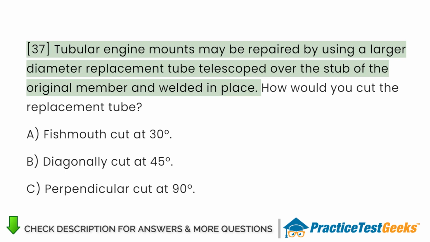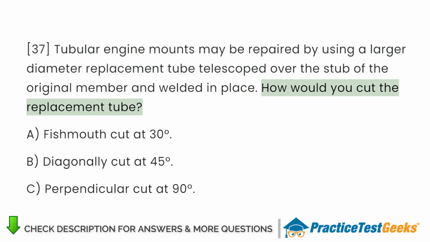Tubular engine mounts may be repaired by using a larger diameter replacement tube telescoped over the stub of the original member and welded in place. How would you cut the replacement tube? A. Fish mouth cut at 30 degrees. B. Diagonally cut at 45 degrees. C. Perpendicular cut at 90 degrees.